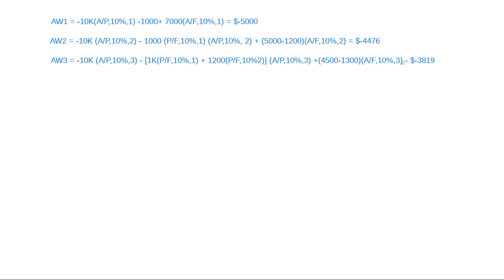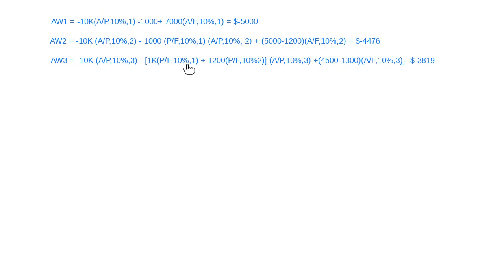It's not a different method. It is the same method. The only thing, instead of having each value separated and calculated separately, here we are combining the values that are placed in the same year.